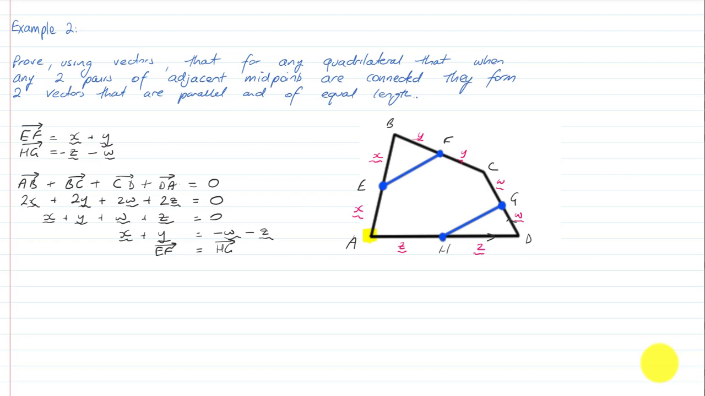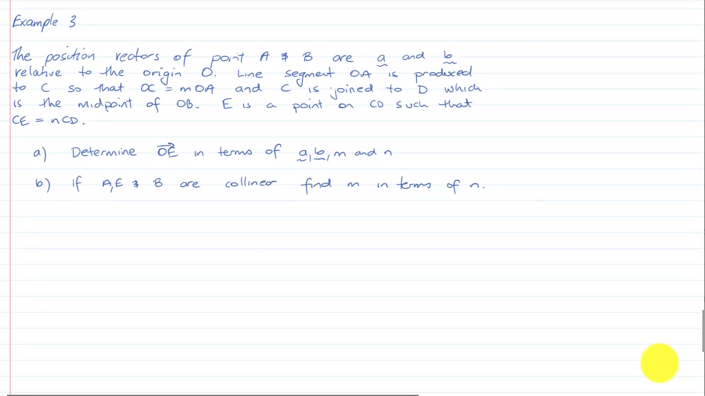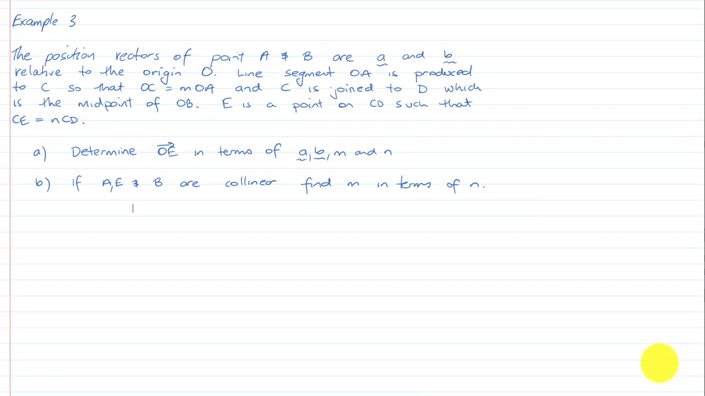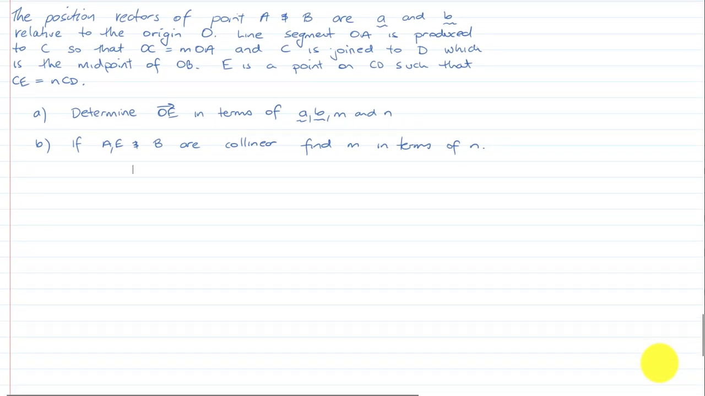Let's have a look at example 3. You might want to pause and have a read of this now, or listen to me read it. The position vectors of points A and B are A and B relative to the origin. So we're calling them vector A and vector B. So I might actually draw this. I'll start drawing it now.